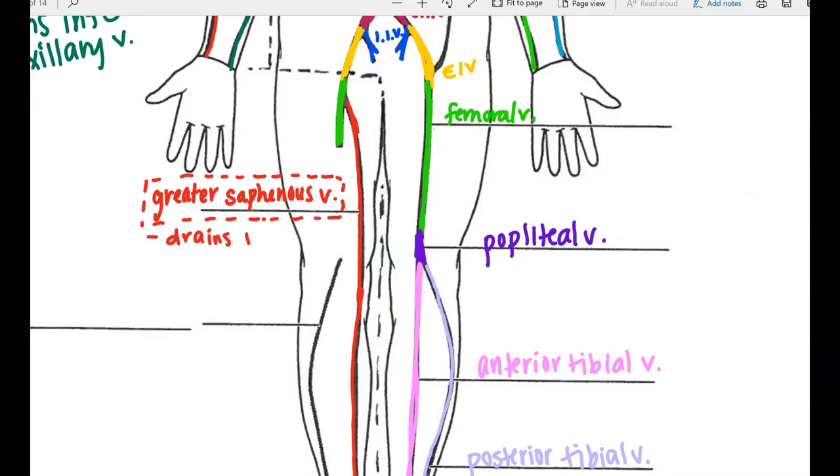Drains into femoral vein. Okay. And this is also the vein that they take out in order to do bypass surgery.